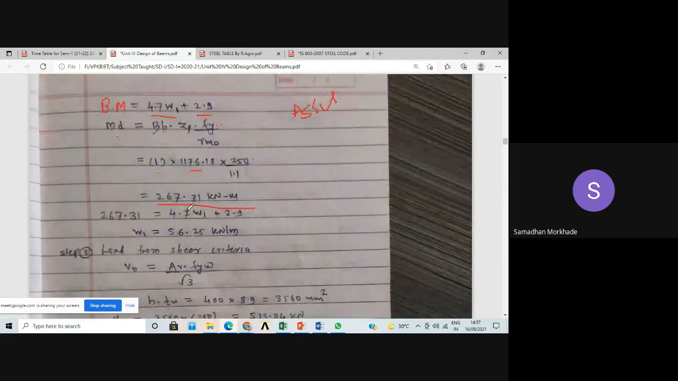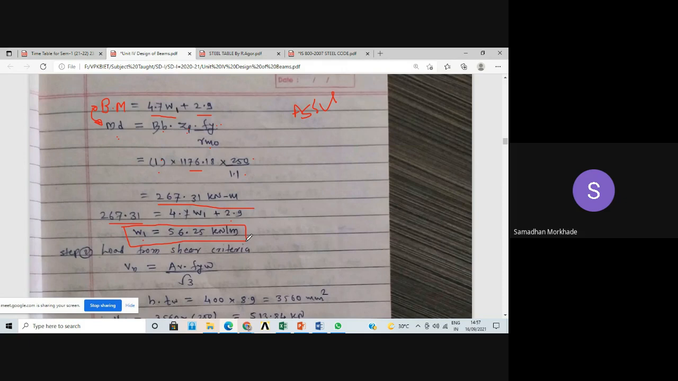Okay, so now equate bending moment to moment of resistance, or design bending moment. Equate these two. So 4.7 W1 plus 2.9 is equal to 267.31. Therefore, W1 is equal to 56.25 kilonewton per meter.